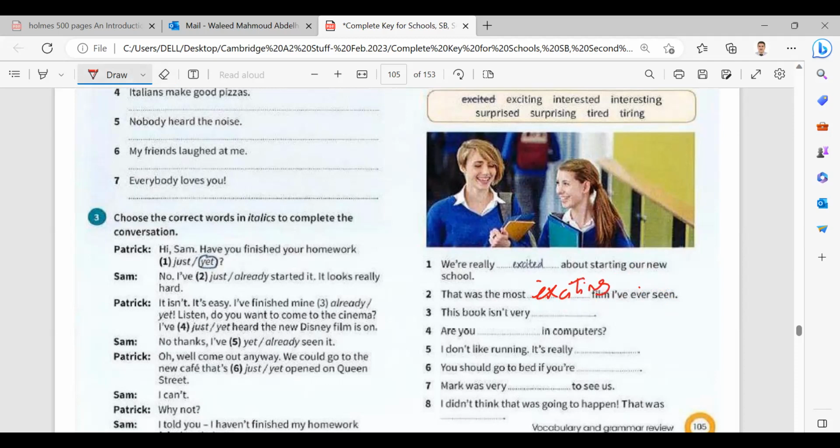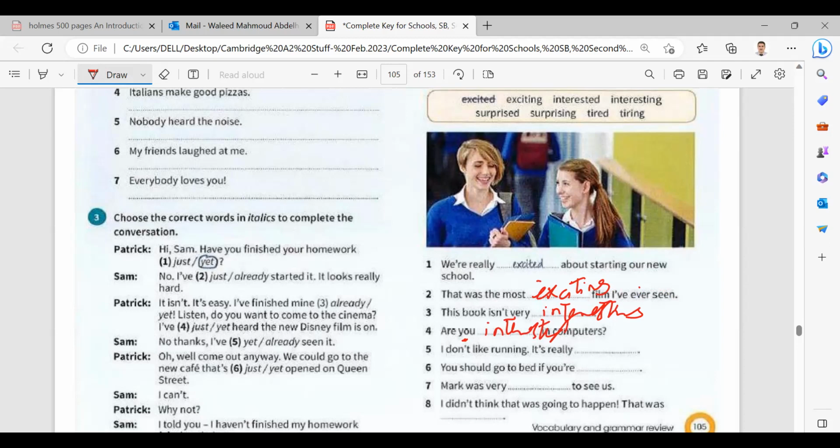So here that was the most exciting. يعني it's full of excitement. And that book is very interesting. طيب, are you in computers? Interesting. Interested. أيوة. Are you interested in يعني computer مهتم بالكمبيوتر؟ طيب.